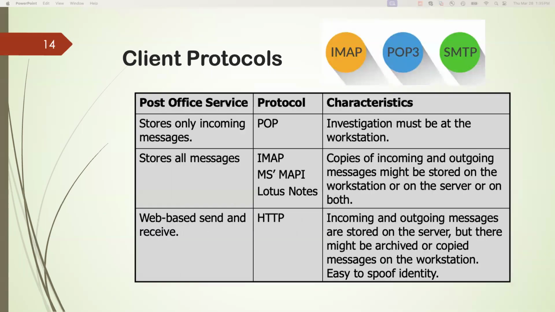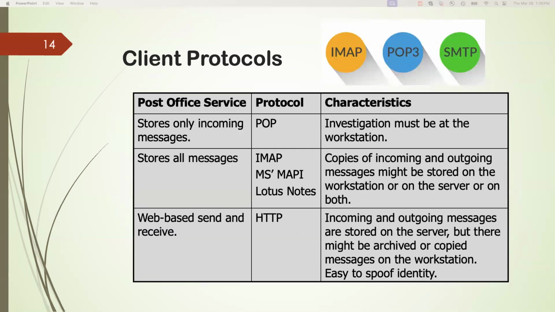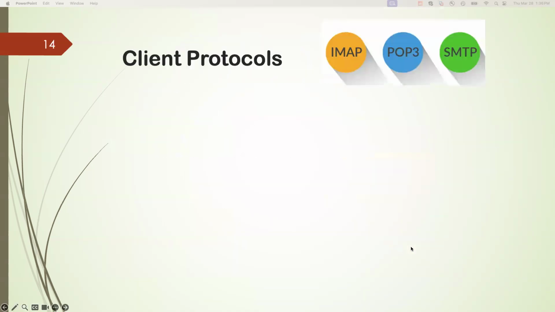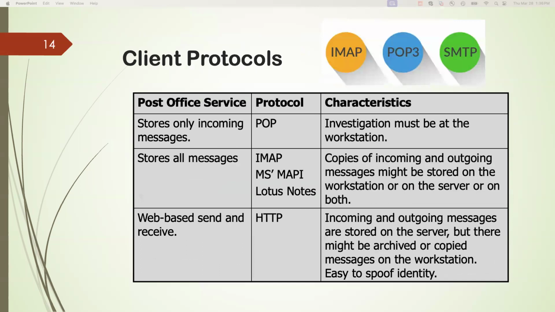When we talk about the protocols, there are basically three main protocols that are important when it comes to email communication. The first protocol is SMTP, and if you look here, all the mail servers communicate using the SMTP protocol. So from this point onwards, when this mail server sends data to the domain 2's mail server, that communication will happen on the SMTP protocol. All the mail servers use the SMTP protocol for communication.